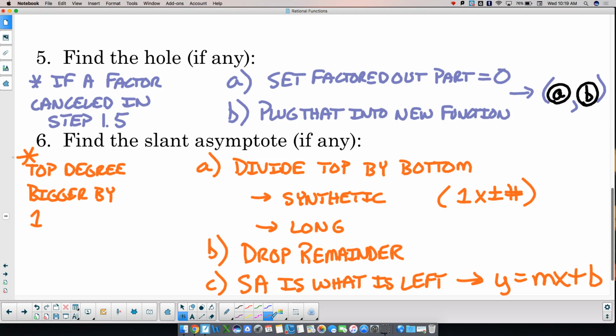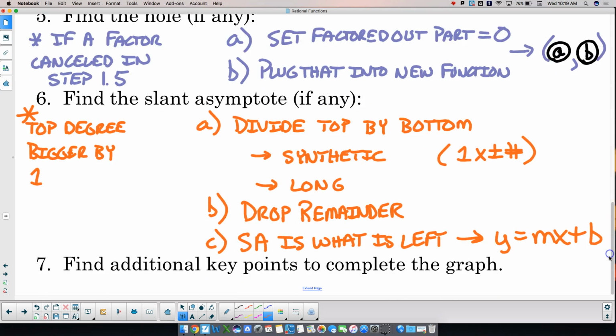Yep. All right. Step 7 then. Using a T-chart, yep. Find some other points. Because we like to have, preferred, we like to have 3 points in each zone, and the zones we divide up by vertical asymptotes, so that we know where the function goes.